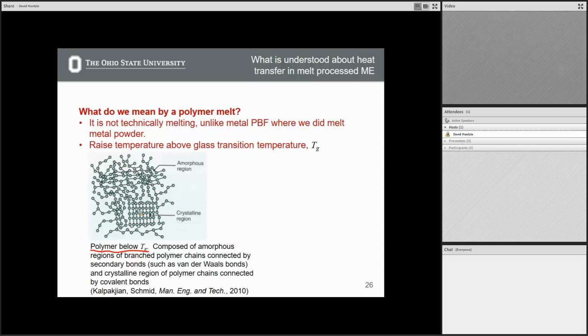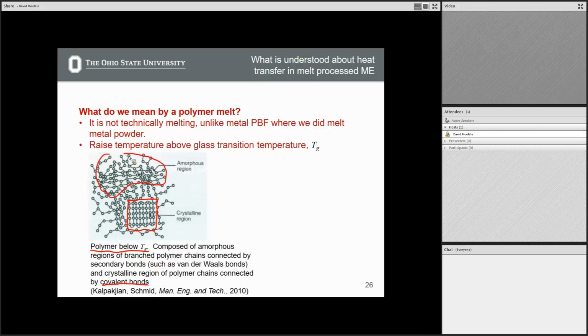Some polymers can be highly crystalline, so they'll have really large concentrations of crystalline regions, which are held together by covalent bonds. So this region here would be the crystalline region where you have some sort of organized structure in the polymer, but especially the materials that we're talking about for additive manufacturing usually have very low crystalline content. Mostly it looks like this.